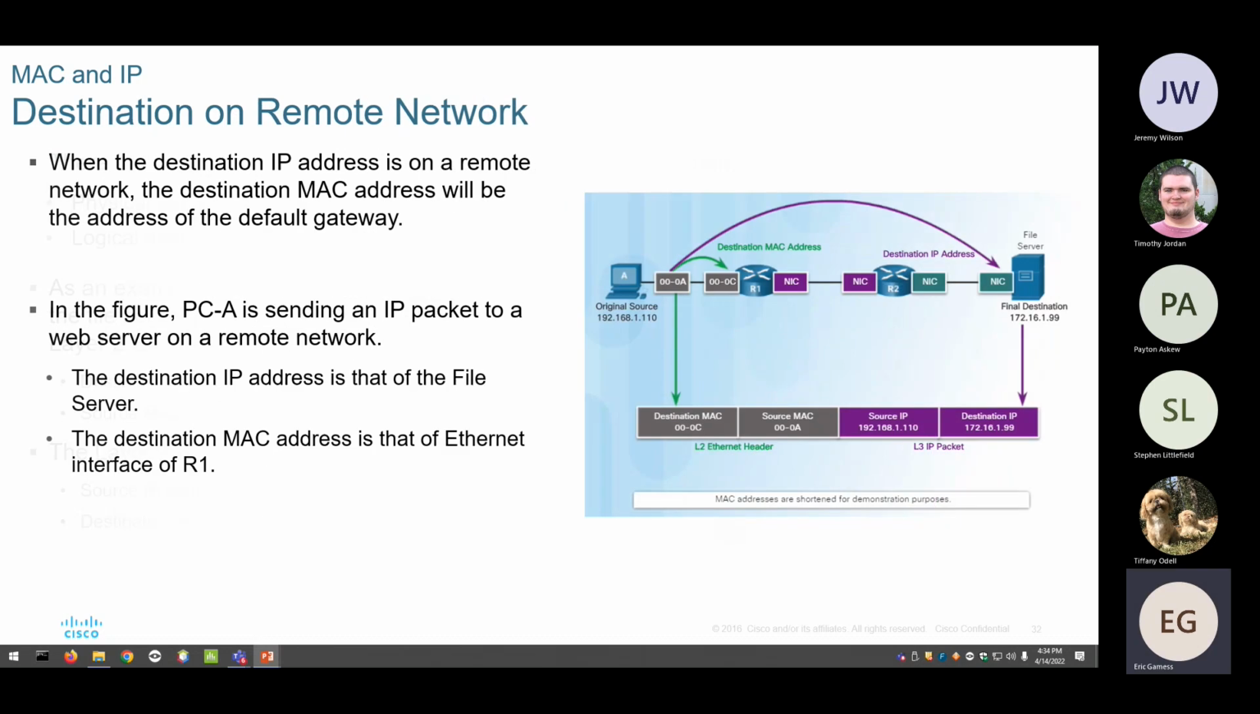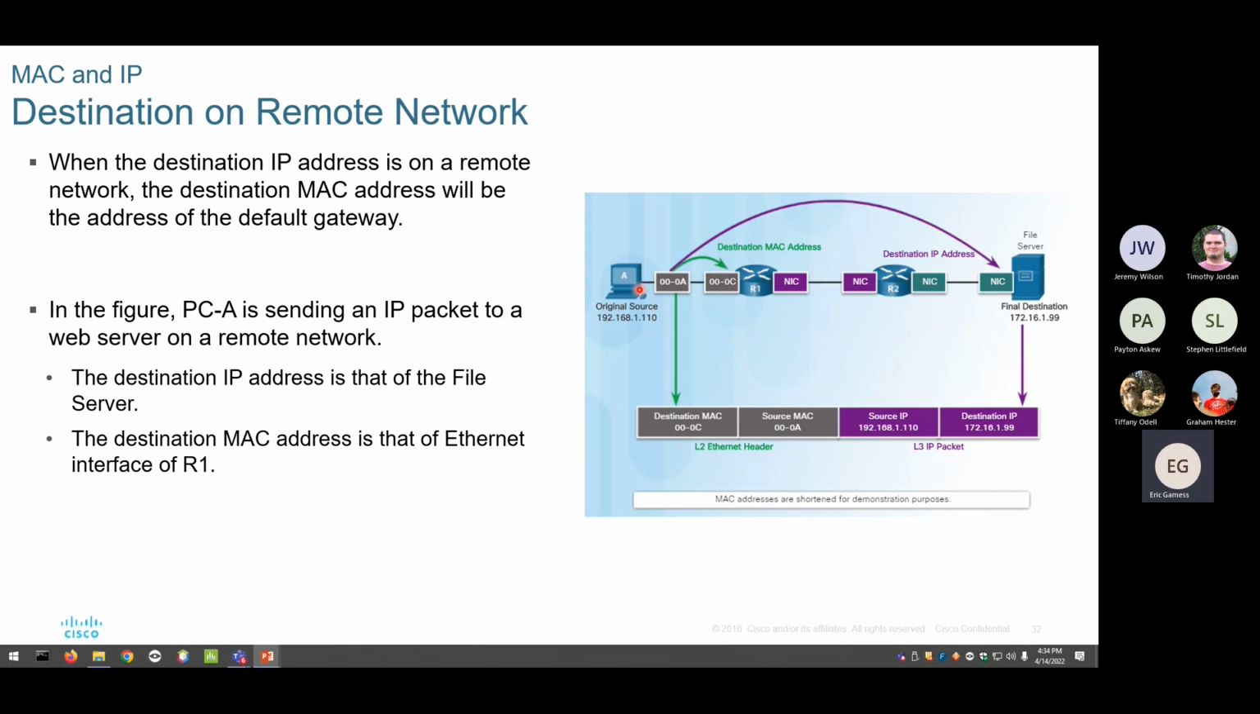Now, if you look at a remote communication, let's say that A needs to communicate with the server. It needs to send a packet to the server. So we will have a first hop, a second hop, and a third hop. In the 3 hops, the IP addresses are not going to change. The source IP address will be the IP address of A, which is 192.168.1.110. And the destination IP address is going to be the IP address of the server, which is 172.16.1.99. They belong to different networks.